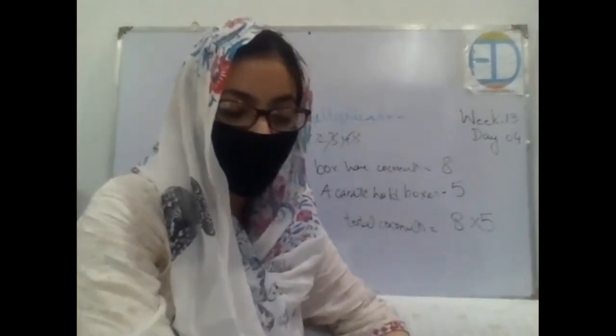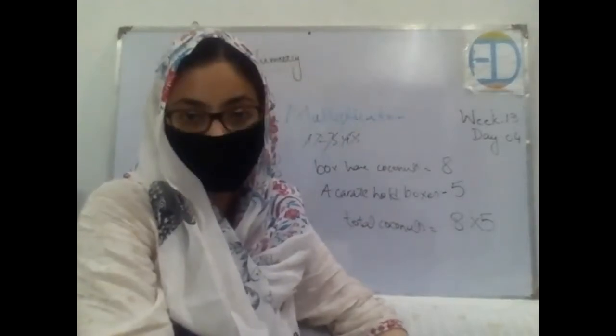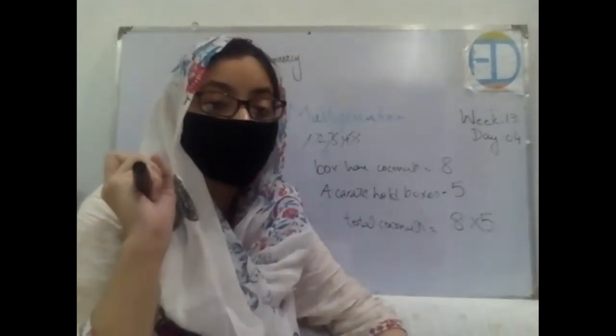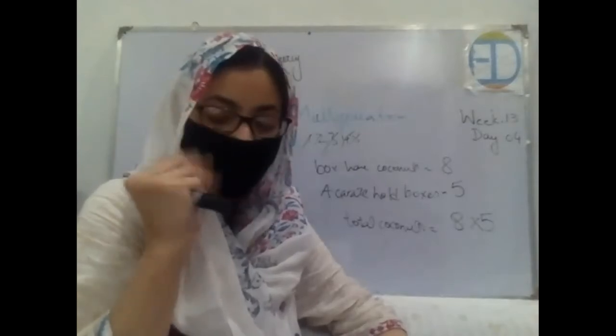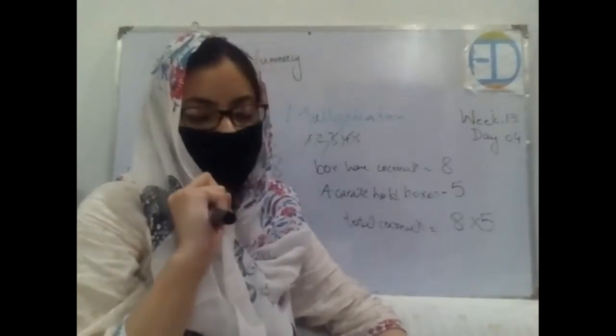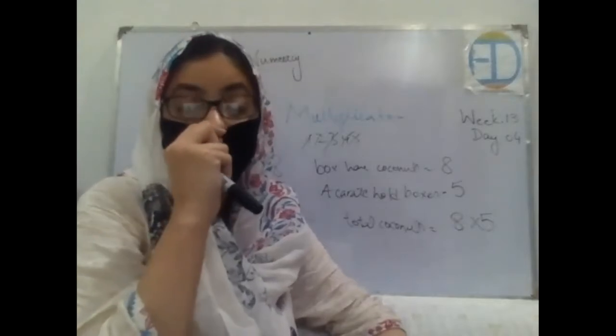Rania had made a bouquet with 3 kinds of flowers. Just write down kinds of flowers. How many kinds of flowers do we have? 3. Okay. And the bouquet had 2 flowers of each kind. So how many flowers were used?